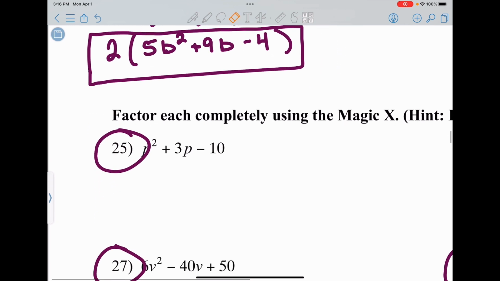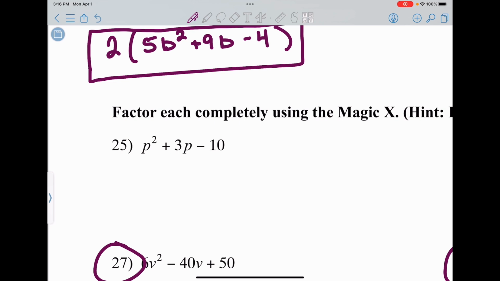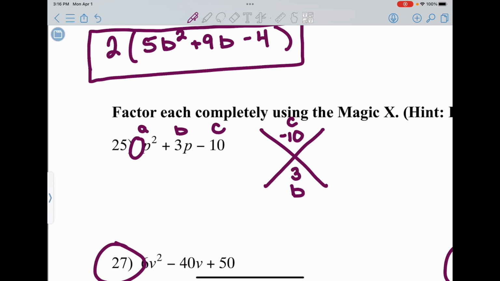So let's look at 25. I label A, B, and C. And notice how there is no number in front of p squared, which means we are going to use our regular magic X, where we put c on top and b on the bottom. C is negative 10, and b is 3. And so I'm thinking of two numbers that multiply to negative 10, but add to 3.